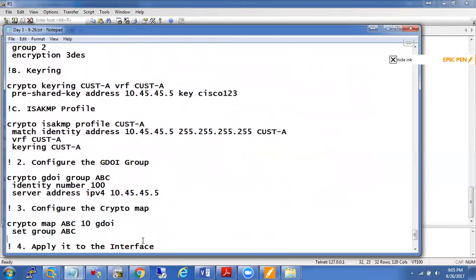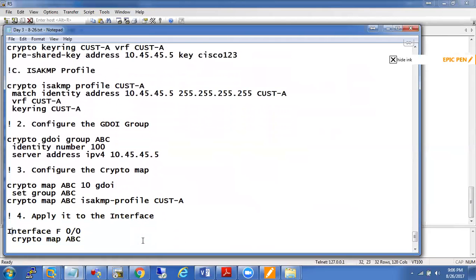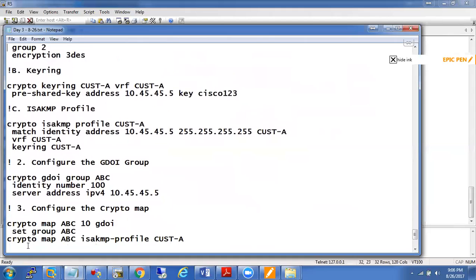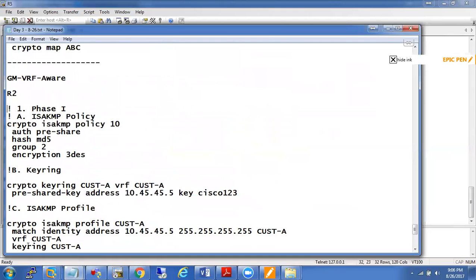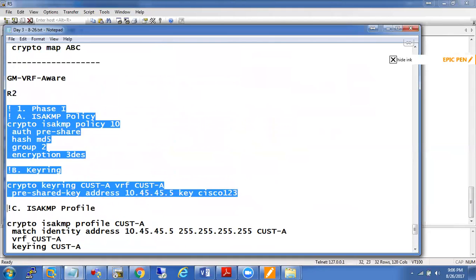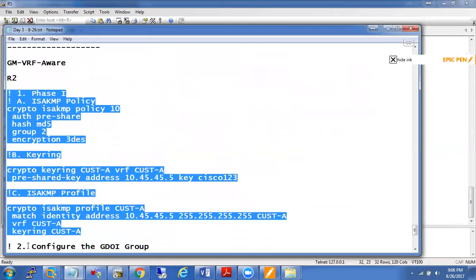The only thing is, with the crypto map, I need to now do what? Apply the ISAKMP profile cust A. And then apply it to the interface, which is F0/0, which is good. Did I do something with the keyring? Yeah, good. So let's do it now. Let's do it one step at a time because there's a lot of moving parts in this config. Whenever you have that, you should do it slowly.